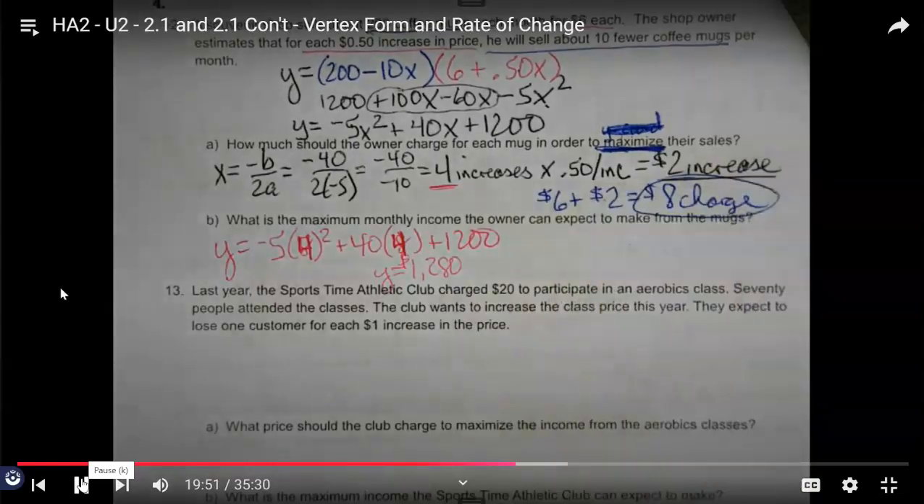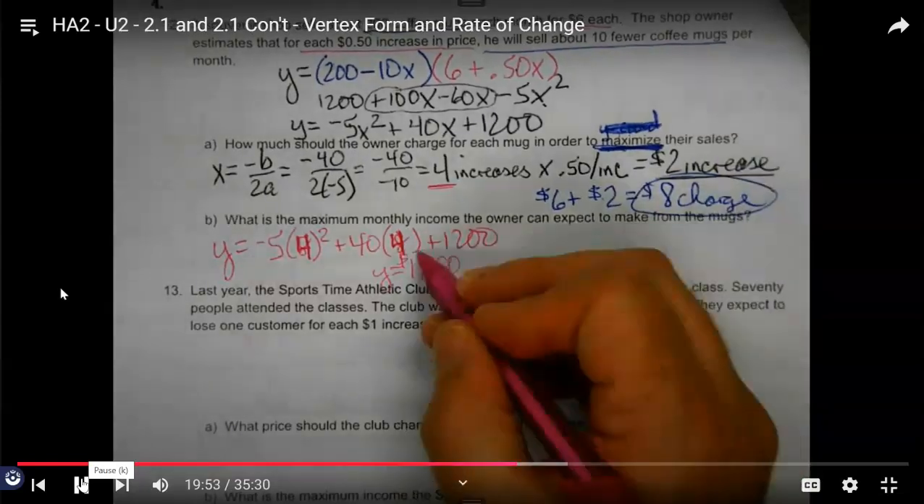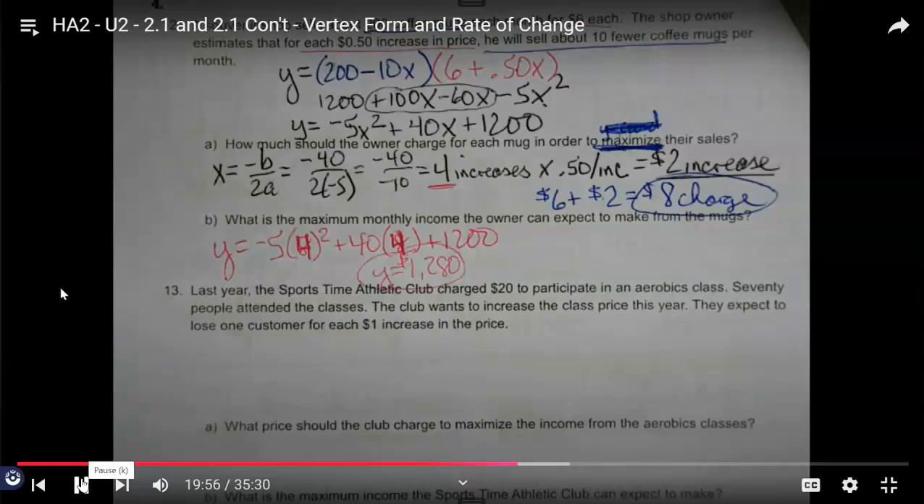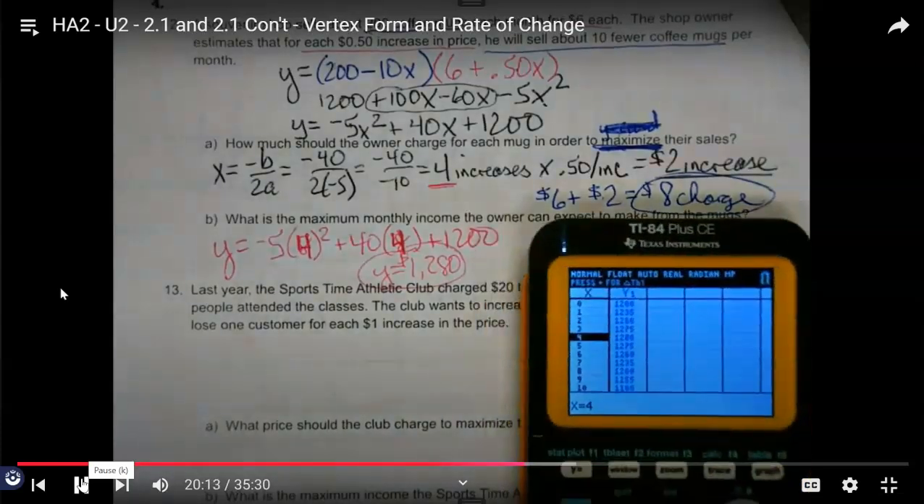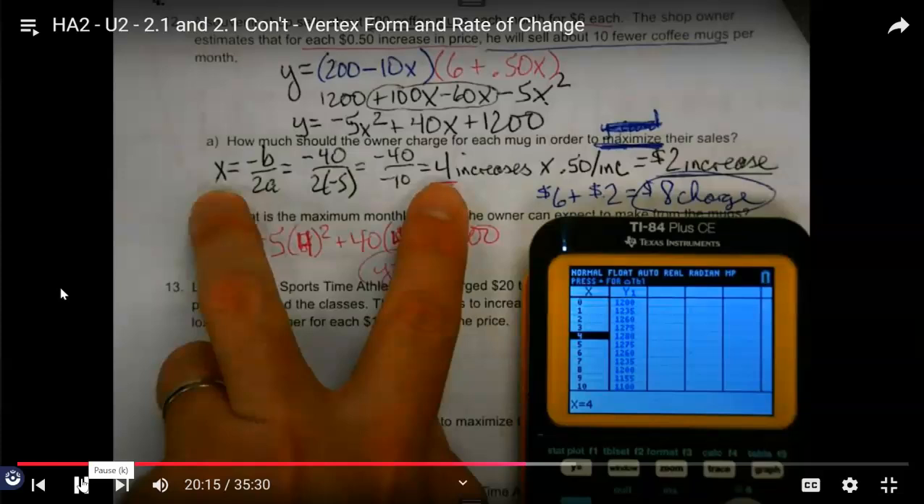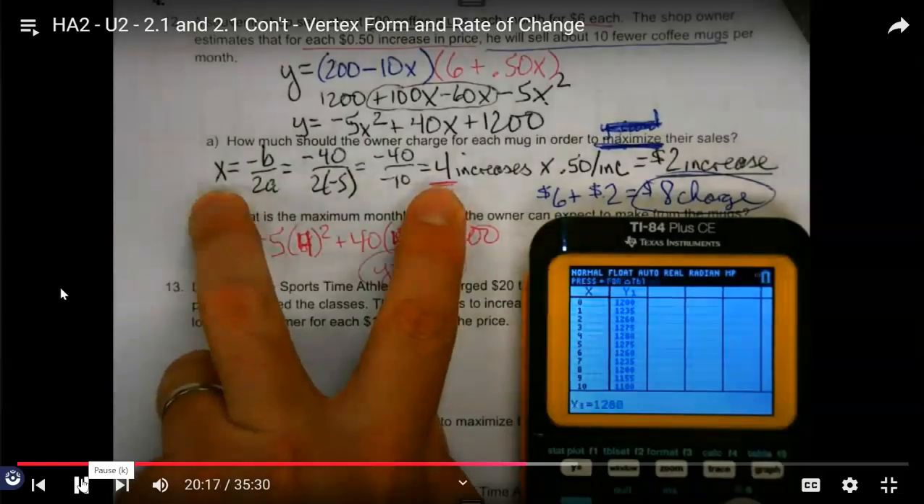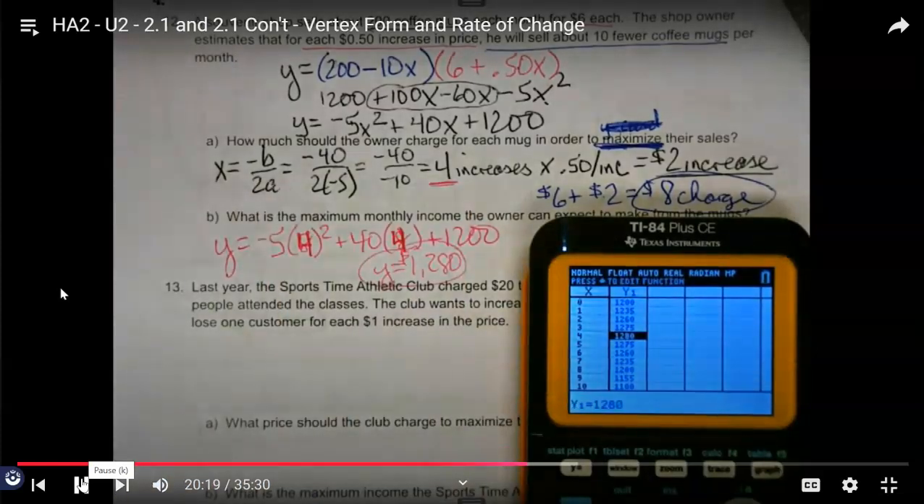So the maximum monthly income that the owner can expect to make would be $1,280. Now, could I have... You're like, Hardy, why do you do these things to us? Could I have gone to my calculator since I knew now the x value of the vertex was and just gone in and gone to y? Yep. Okay.